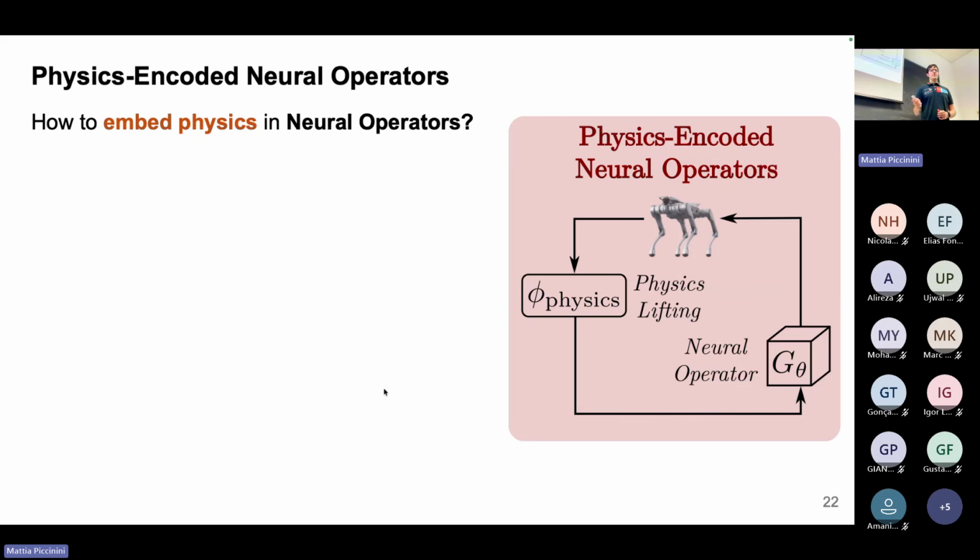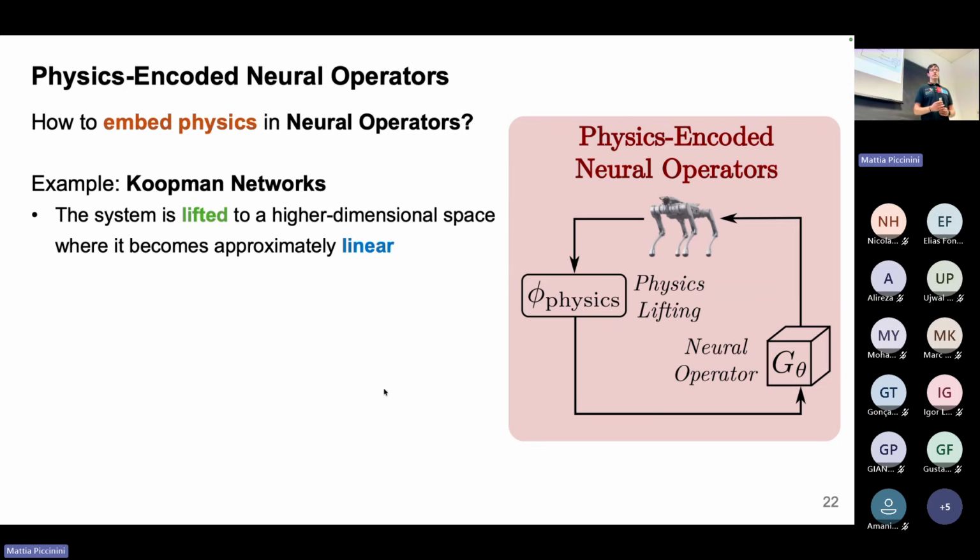Let me maybe give you some insights into how to incorporate physics in neural operators, again very broadly. For example, in the Koopman operator, the idea is that there exists a high dimensional space, which can be very high dimensional, in which your system dynamics, which can be very nonlinear, becomes linear, or approximately linear.